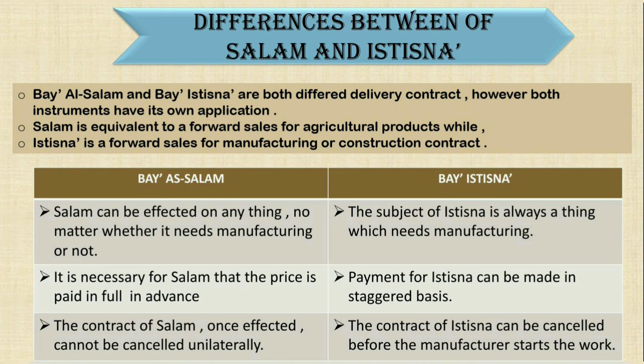Okay, the last one is, the contract of salam, once effected, cannot be cancelled unilaterally, while istisna, the contract of istisna can be cancelled before the manufacturer starts the work. So, maksudnya untuk bai' as-salam ni, setelah dilaksanakan atau dah kerja-kerja tu dah start, dia tak boleh cancel. Kalau istisna ni boleh dibatalkan sebelum pengilang memulakan kerja.